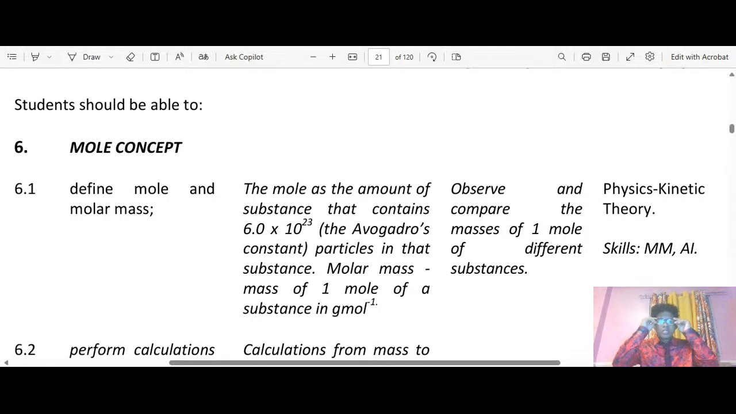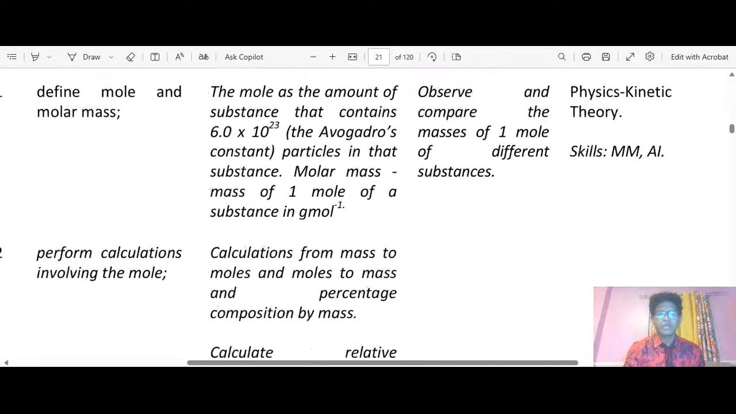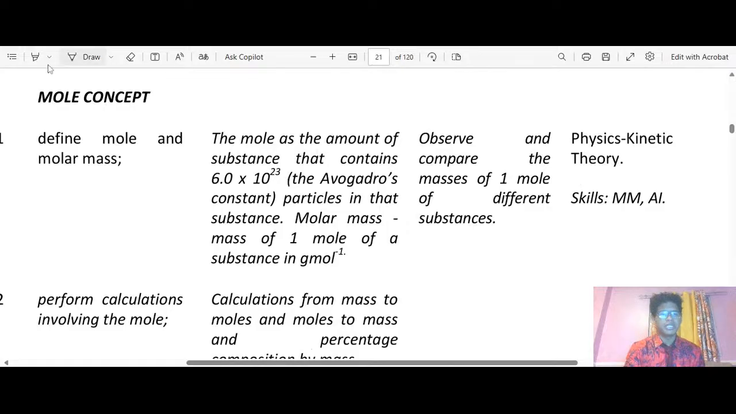So let's look at the mole and molar mass. The mole is the amount of substance that contains 6.0 times 10 to the 23, which is Avogadro's constant, particles in that substance. Molar mass is the mass of 1 mole of a substance in g mol to the -1. Whenever we calculate with moles, this is always used.